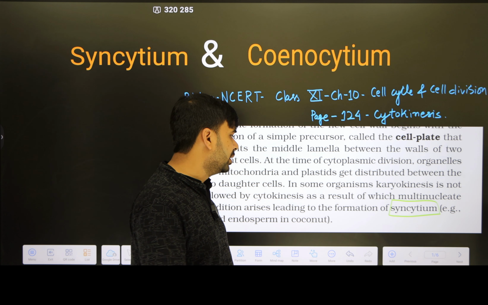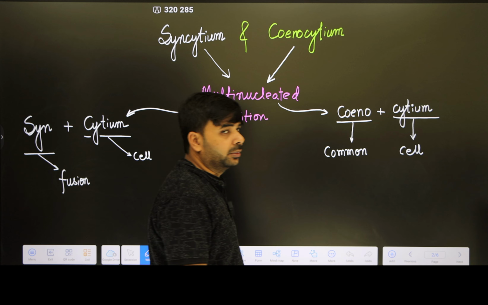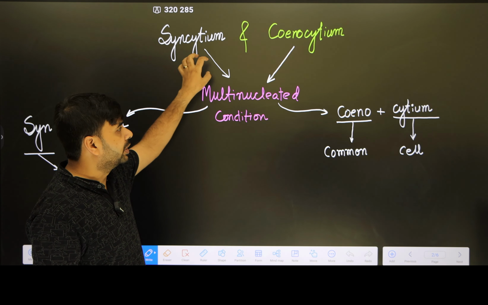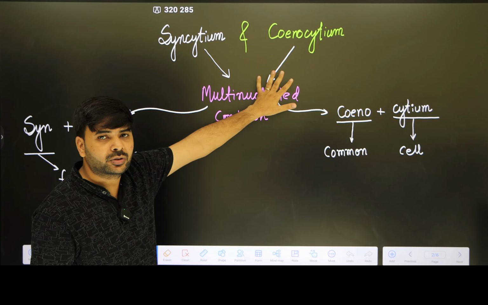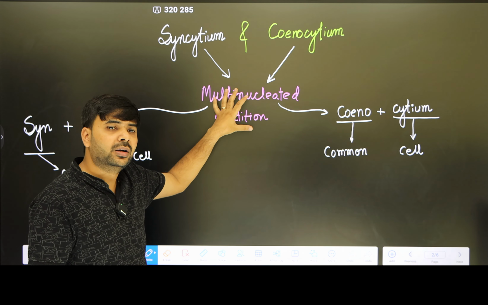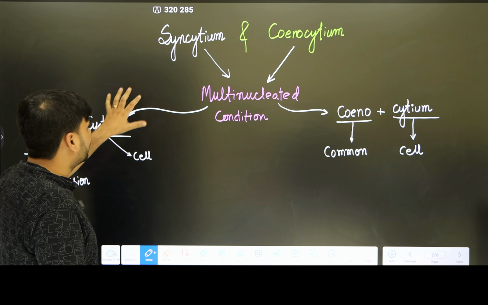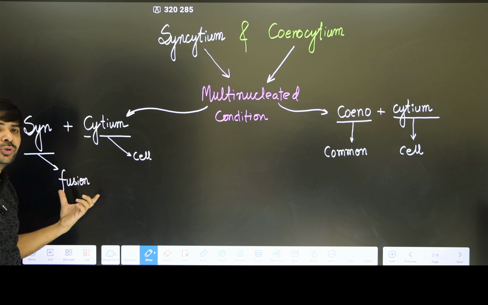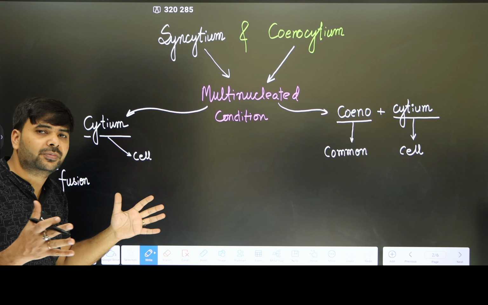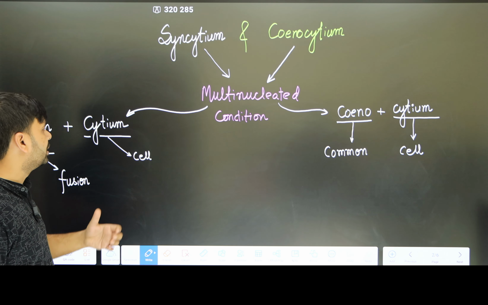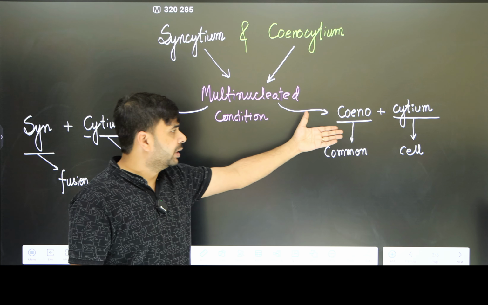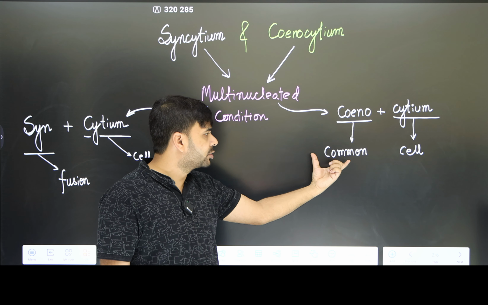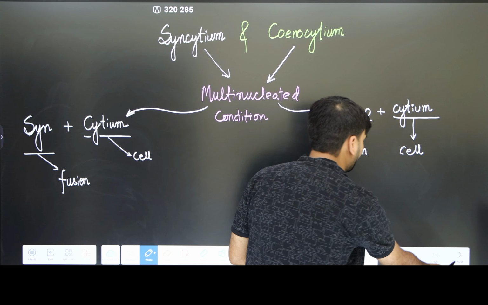Very simple concept. Syncytium and coenocytium, both are first of all multinucleated conditions. Let's take the word syncytium. Syn means fusion of cells. When cells fuse, the condition is called syncytium; cytium means cell. Coenocytium means common cell. Let's discuss one by one.